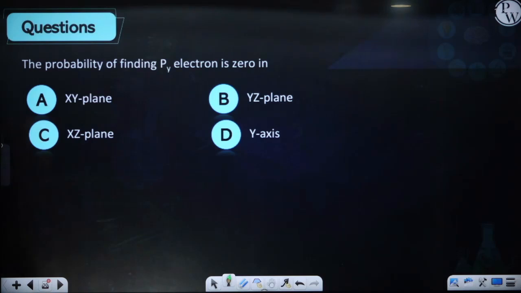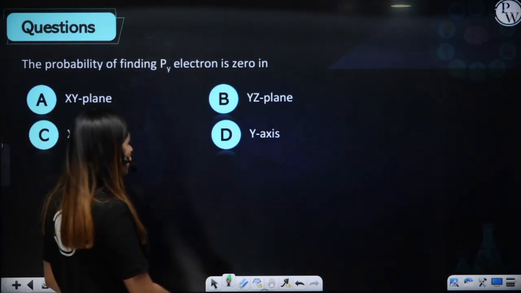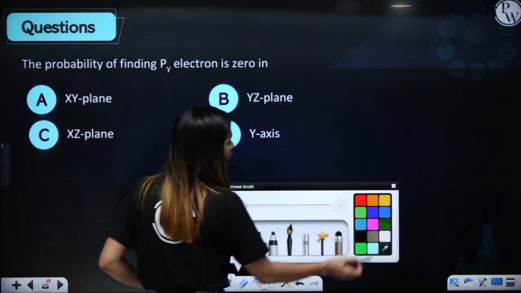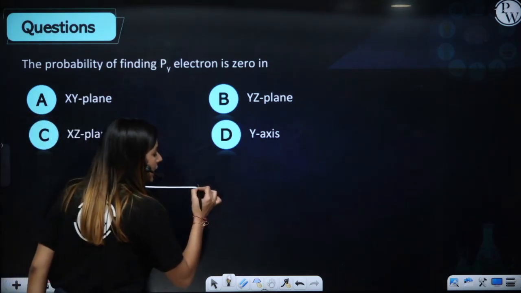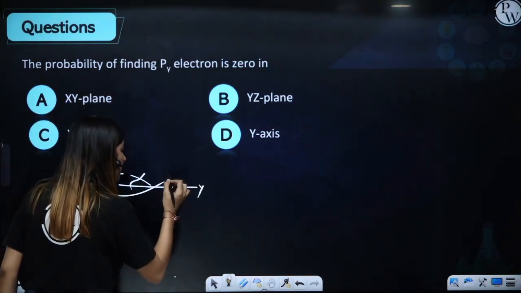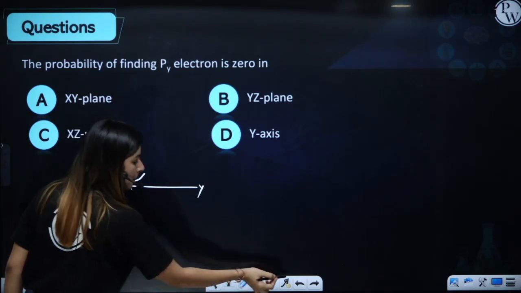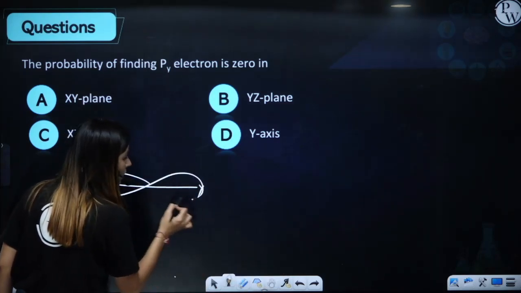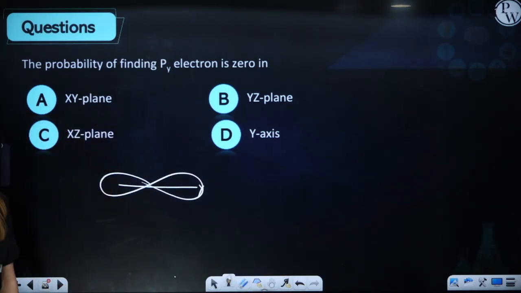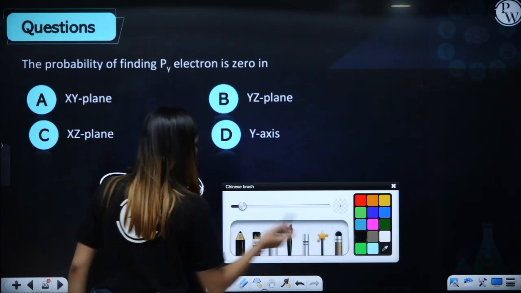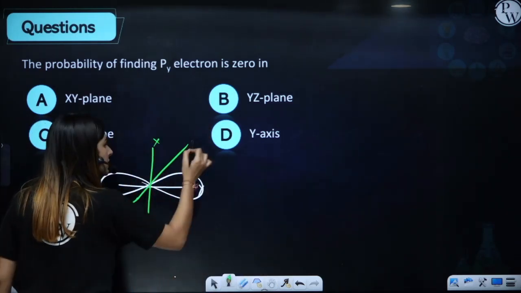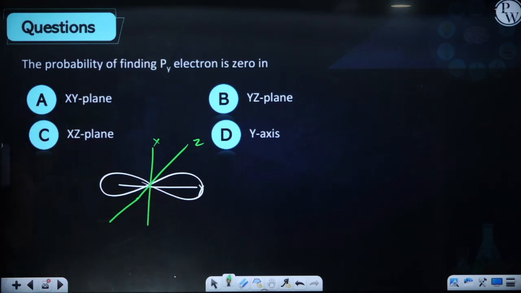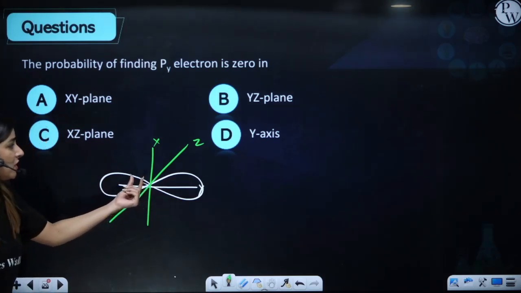The probability of finding PY orbital electron is 0 in. So if I talk about PY orbital, I know that I'll have a y-axis and the probability would be something like this. So if this is the y-axis, then this would be x-axis and this would be your z-axis.